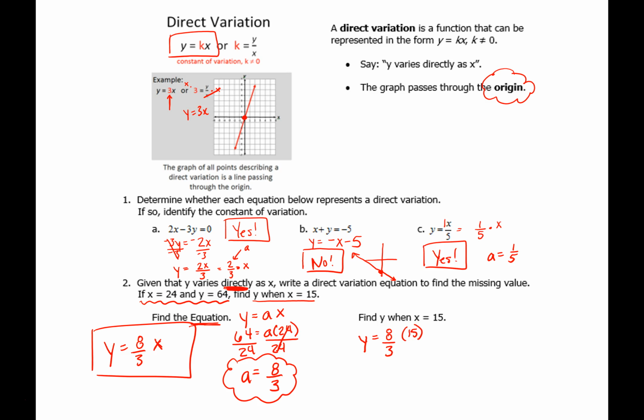So I need to do 8/3 times 15. Well, 15 is divisible by 3. That is 5. And 8 times 5 is 40, which means that my answer, my y value, is 40 when x is 15.